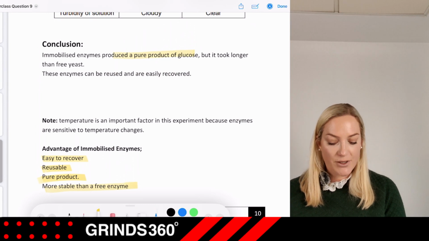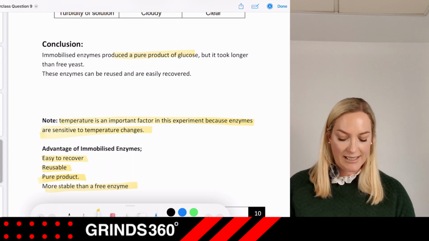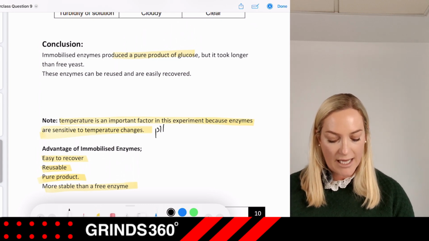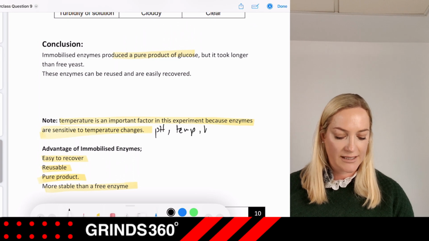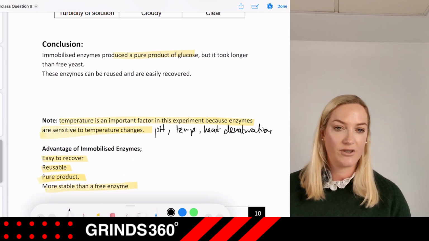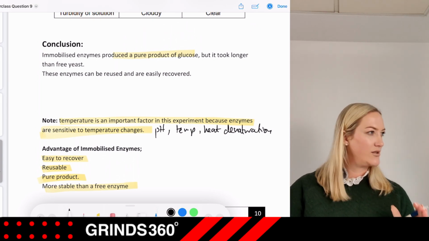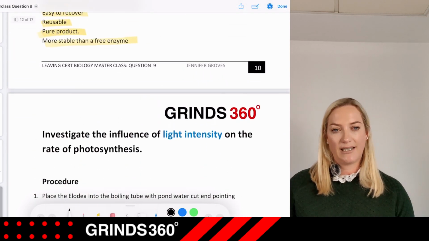And again, temperature is an important factor in these experiments, as enzymes are sensitive to temperature changes. And this is linking back with the effect of pH, the effect of temperature, and the effect of heat denaturation. Because what can the temperature do? Can denature. Okay, so we're finished with enzymes. Please, please, please go over enzymes.